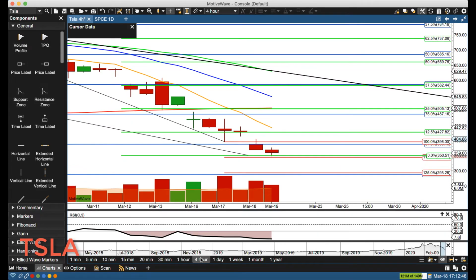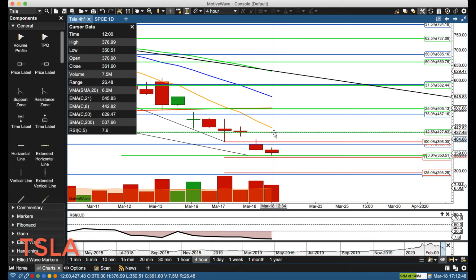If we go down to the 4 hour, you can see here the rotation zone is going to come into play. Right now it's about 442. I'm going to be watching this 427 level, which is a 12.5% retracement. So anywhere from 427 to 442 is the next minor level based off the 4 hour.